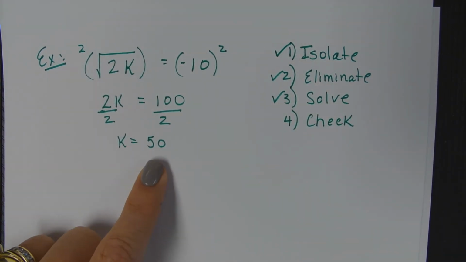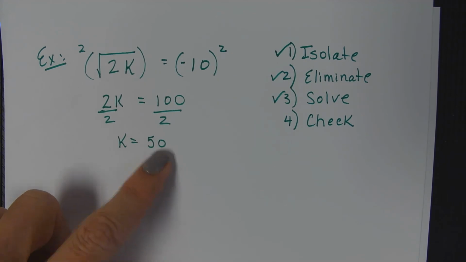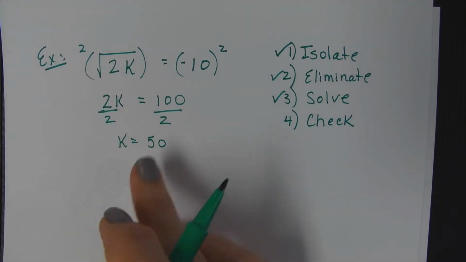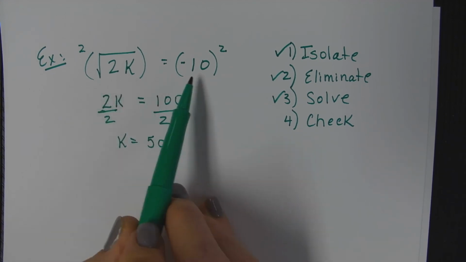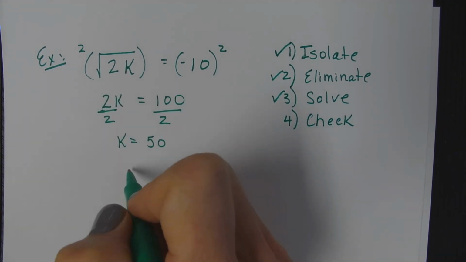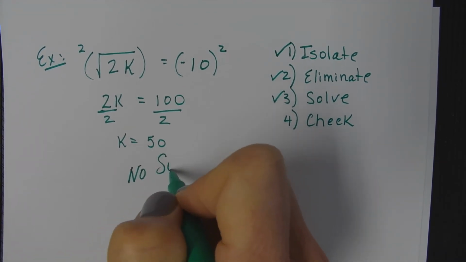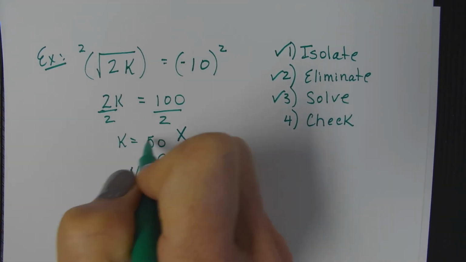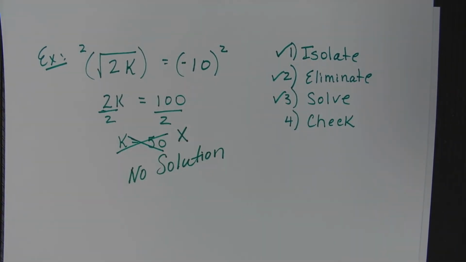Let's check our answer. All right, 50. 2 times 50 is what? 100. What's the square root of 100? 10. It is not negative 10. Do you see? Is that a problem? No solution. This does not work. That's why you check.